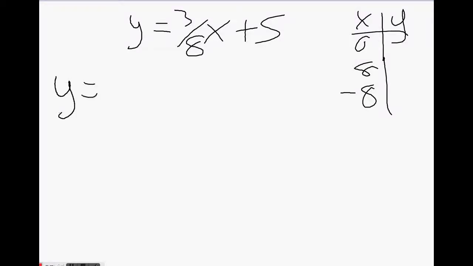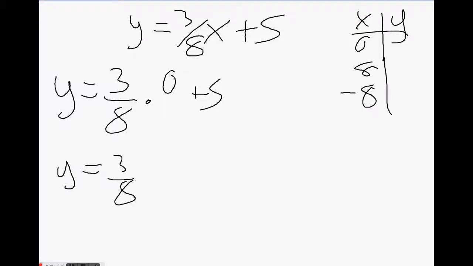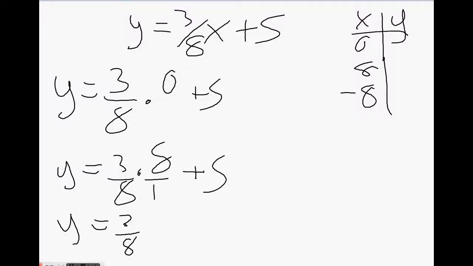We have y equals 3 over 8 times 0 plus 5. Now next is y equals 3 over 8 times 8, or 8 over 1, plus 5. The next one is y equals 3 over 8 times negative 8 over 1 plus 5. You can see I chose numbers that'll be easy. Anything times 0 is 0, so 0 plus 5 is 5. So that's that.